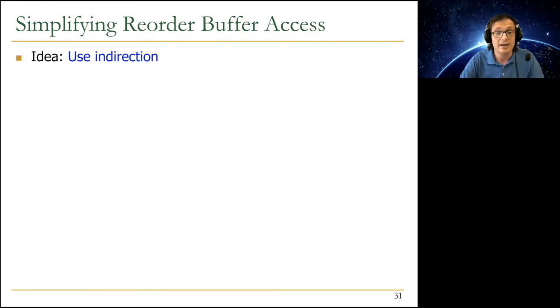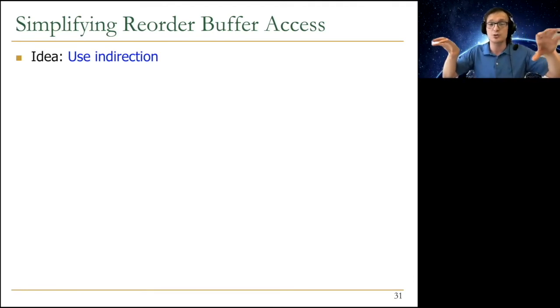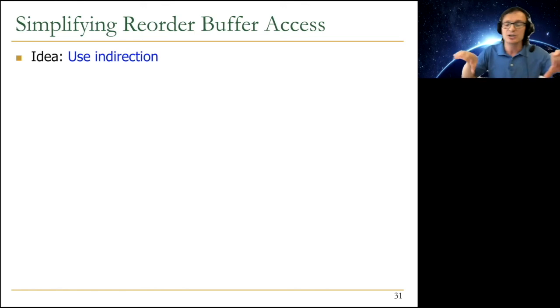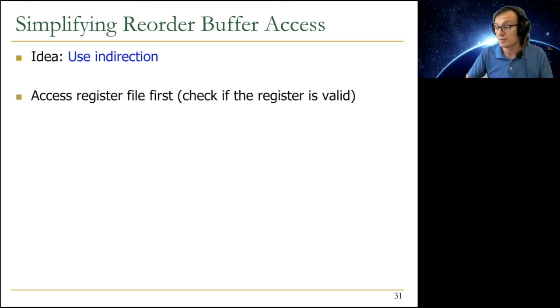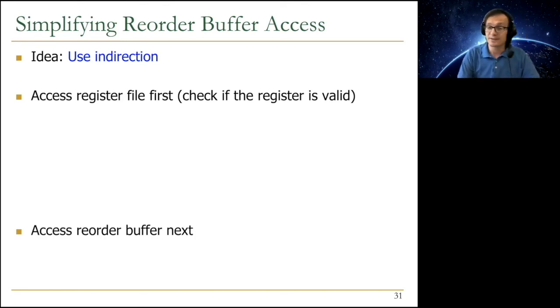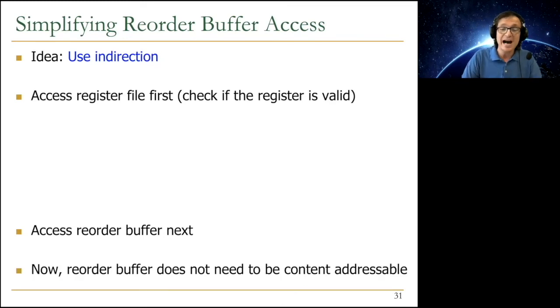Okay. Basically, the idea is to use indirection. And this is a very common idea. If you're searching two concurrent structures at the same time, you can serialize the search. So if you're searching register file and reorder buffer at the same time, and that's causing problems, well, why don't we serialize the search? Meaning, let's access the register file first, and we have valid bits in the register file now. Check if the register is valid, and access the reorder buffer next if needed. And we're going to do that. I'm going to also demonstrate that. Basically, now reorder buffer does not need to be content addressable, as we will see.